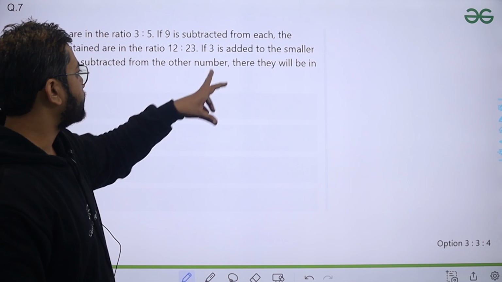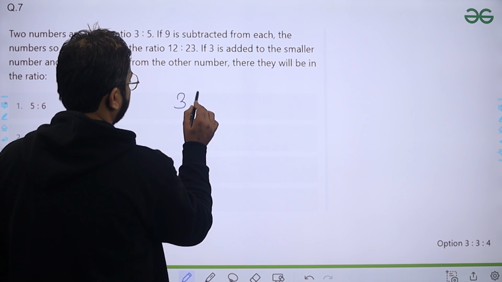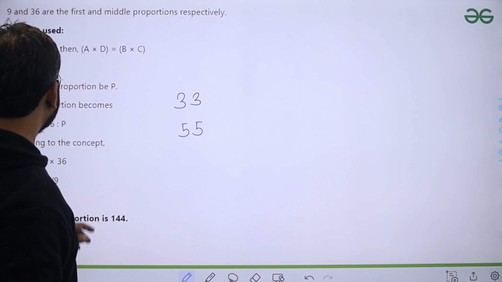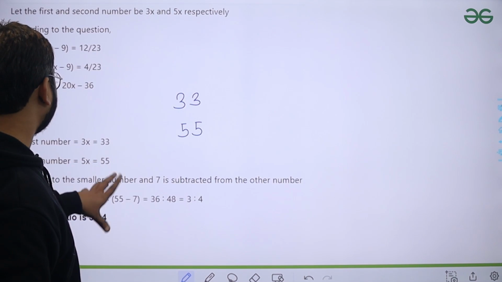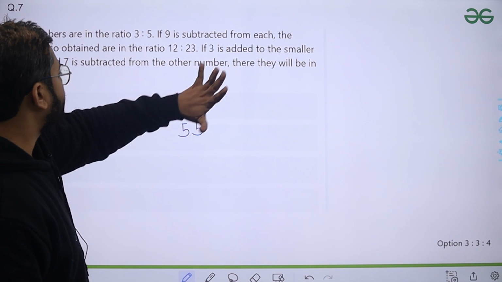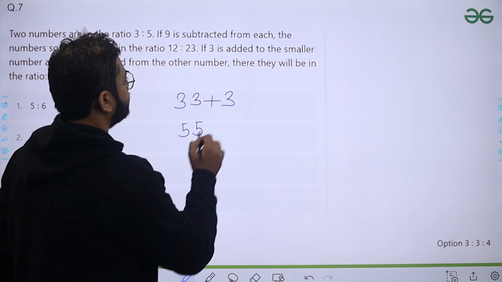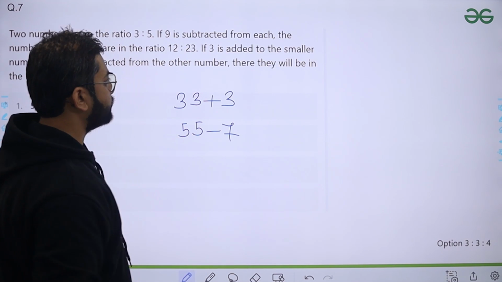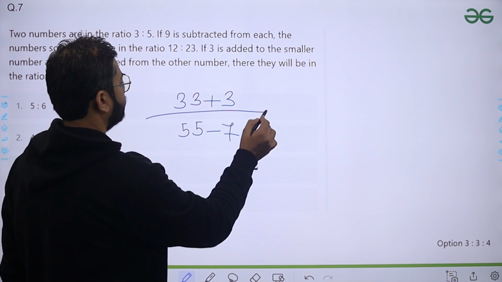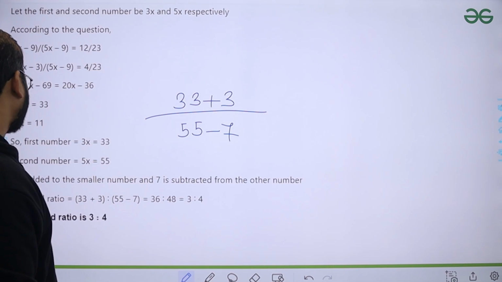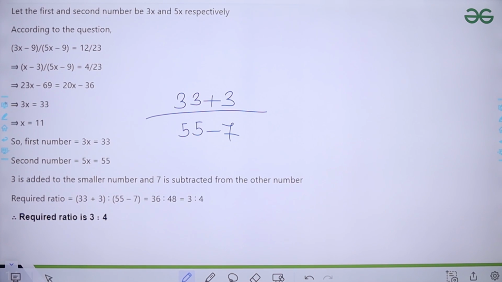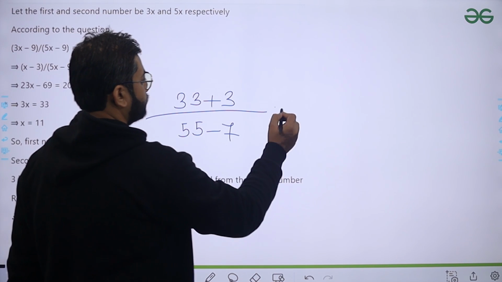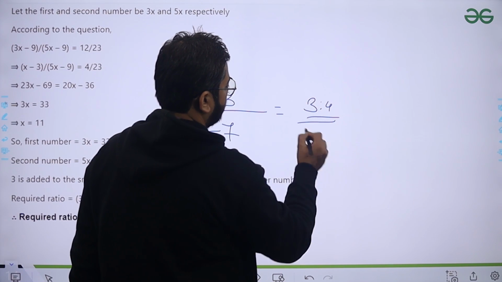Now they are saying the first number is equal to what? 33. Second number is equal to what? 55. Okay. Now they are saying 3 is added to the smaller number. So 3 is added to the smaller number, 7 is subtracted from the other number. Then what is their ratio? Only you have to find this. So 33 plus 3 is equal to 36 and this will be 48. So this will be 3 is to 4. Okay, so 3:4 will be the ratio.